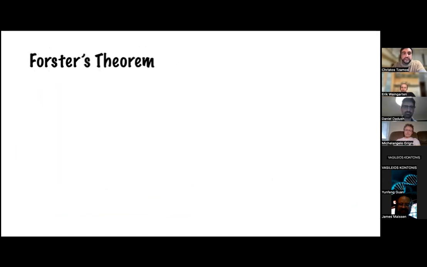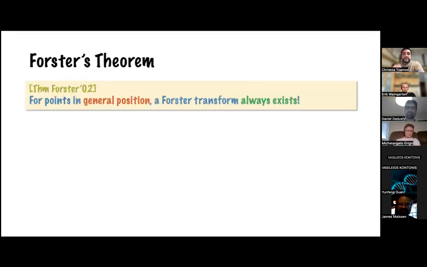Okay. So what's nice about Forster transforms is that Forster's theorem tells us that such a Forster transform always exists, as long as points are in general position, meaning that essentially no d points are linearly dependent. So if points are in general position, you can always bring any point set into radial isotropic position using these operations.